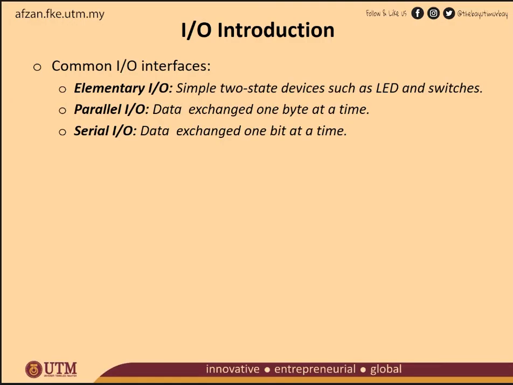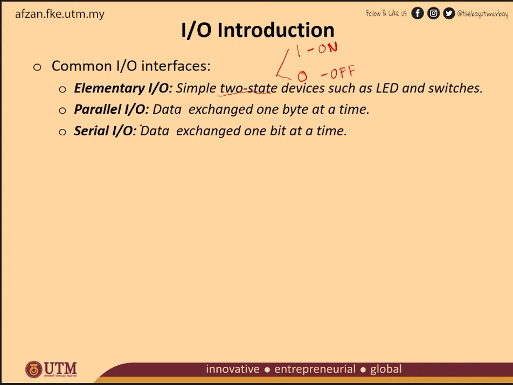Right, so there are three common I/O interfaces available in AVR or in other computer systems or microprocessor systems. The first one we call an elementary I/O, which is a simple two-state device such as LED and switches. What does two-state mean? It means you have two states, either logic 1 or 0, either on or off. That is a two-state device.